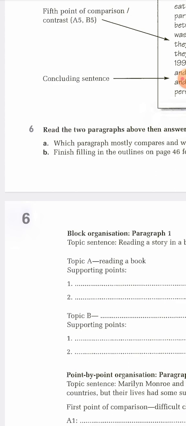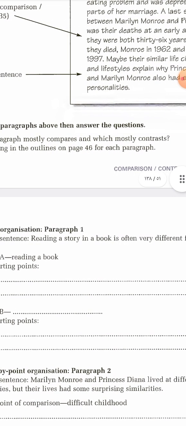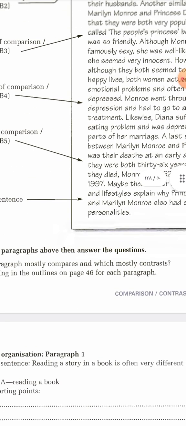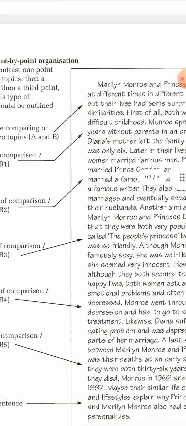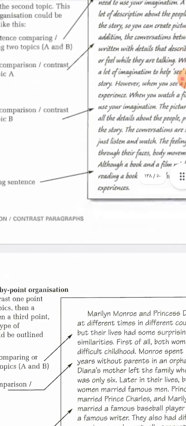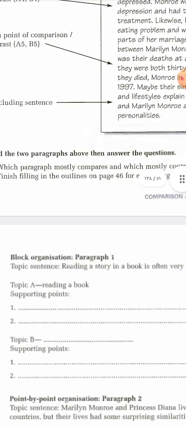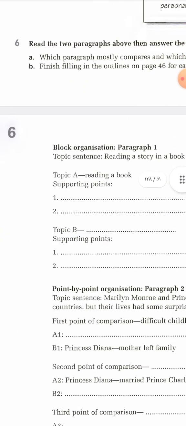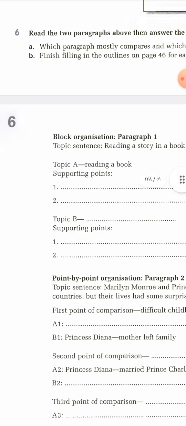So you have here, read the two paragraphs above, then answer the questions. Paragraph one is point by point organization. This is block organization. You read them carefully and then answer these questions. For the block organization, paragraph 1, topic A, reading a book, supporting points, you mention them. Topic B, so what is it, and then what are the supporting points.